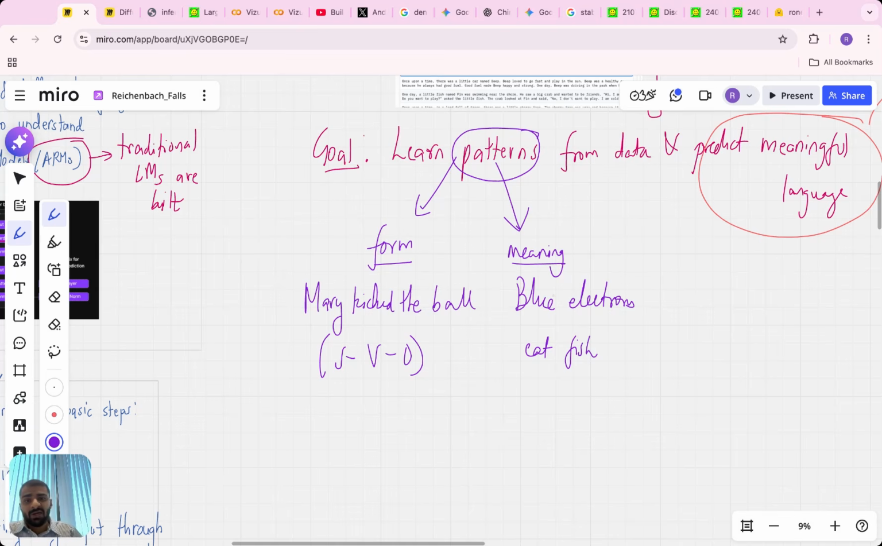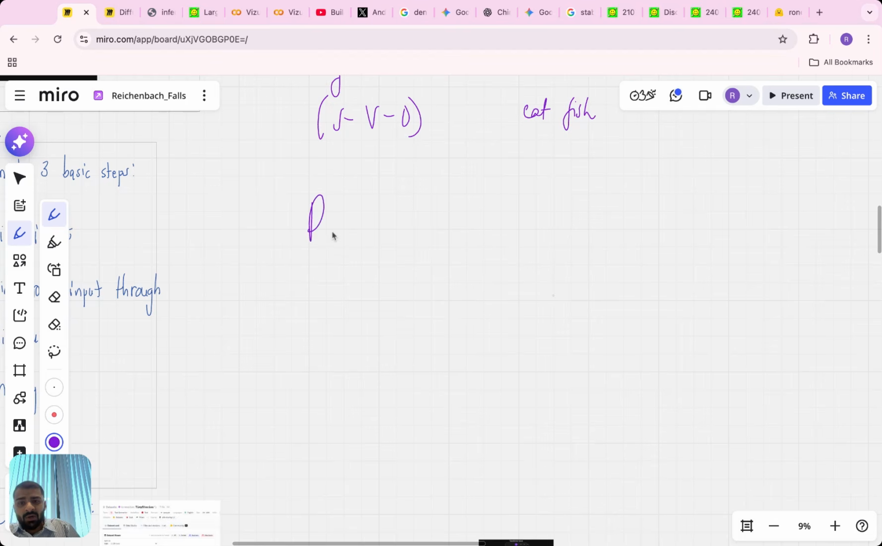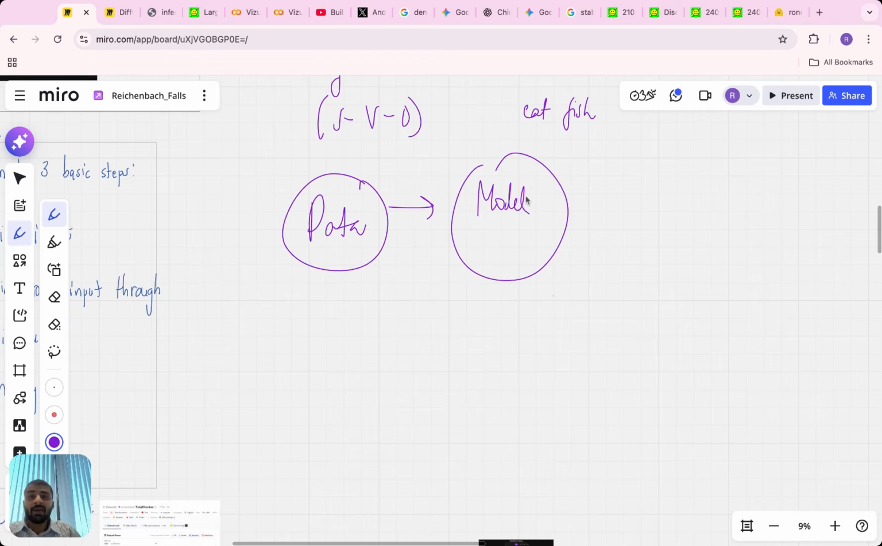This looks like such a difficult problem, right? Imagine what we are doing. We are giving data to a model which knows nothing, and we are asking the model to learn about language, and not just that, we are asking the model to generate stories out of it. That's the task which we start out with.